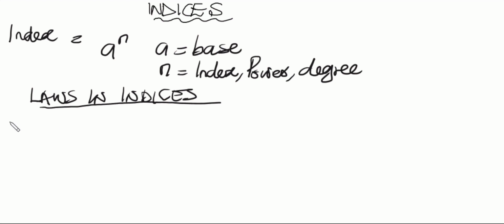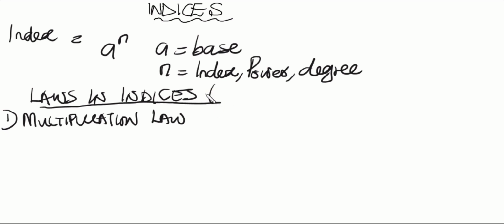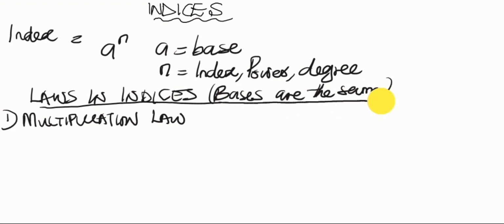Alright, the first law we have is what we call the multiplication law. Now you need to note that all the laws that I'm going to be listing, about 5 laws, are only functional when the bases are the same. That's the only time these laws that I'm going to state now are going to be functional.